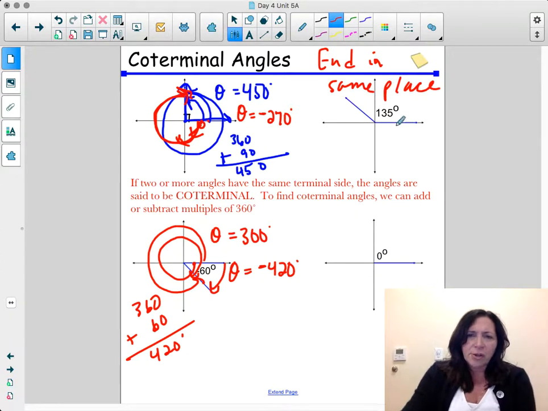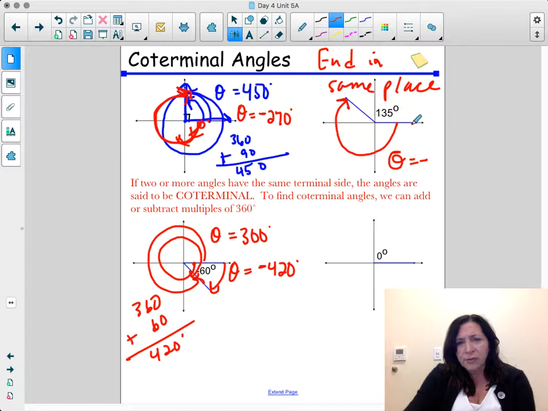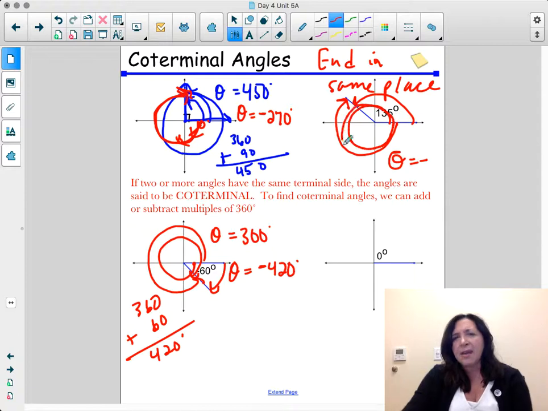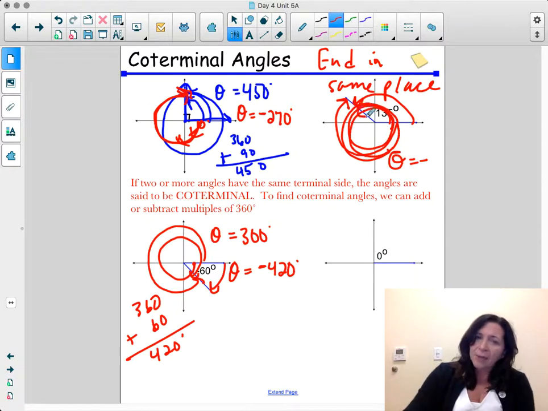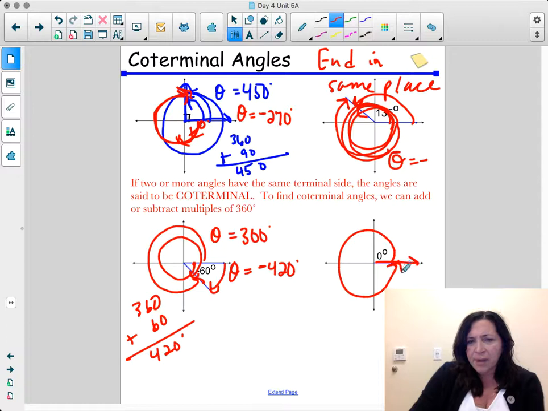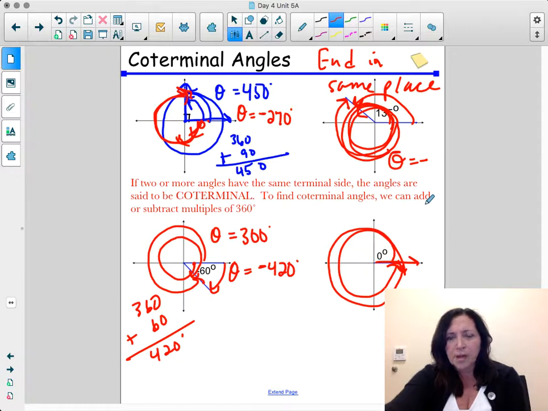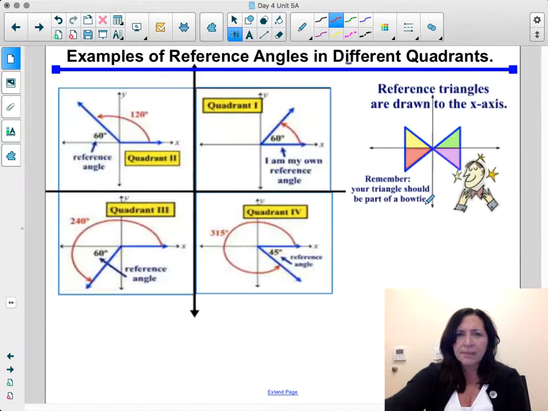To get to here, you could go 360 minus 135. That's going to end in the same place. Remember that theta will be negative. Likewise, from here to here is 135, but I could go all the way around once at 360 and then add 135. That's going to give me another angle. To end in the same place here, here's 0 degrees. I would go all the way around. That's 360. I could also go negative 360. So those angles are coterminal because they end in the same place.